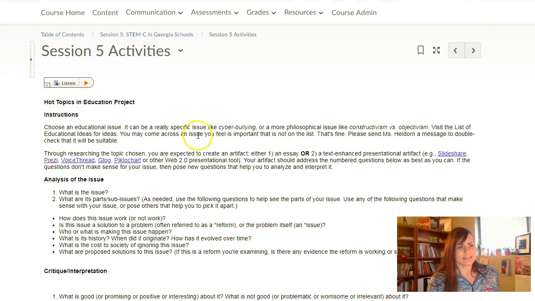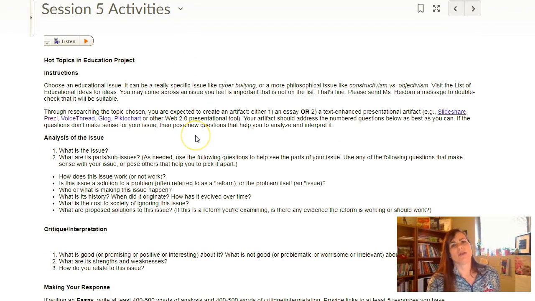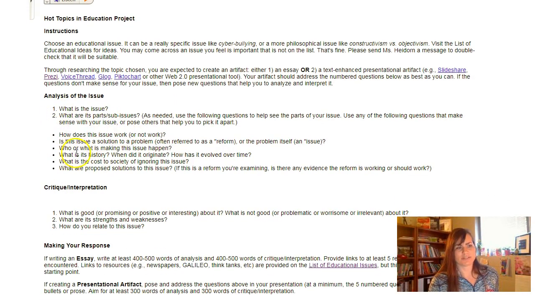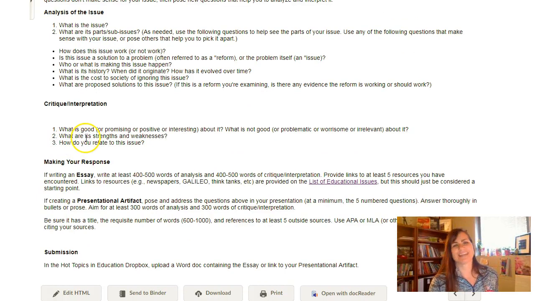And so what I'm asking you to do is you can either write an essay, which, for those that like to write essays, you're welcome to do that, or do a Web 2.0 tool, meaning create a SlideShare, a Prezi, a VoiceThread, a Glog, a Piktochart, something technology based, since this is kind of the focus of our module. But it's totally up to you what you'd like to do. Then you analyze the issue, answering these questions, and do a critique and interpretation of it.